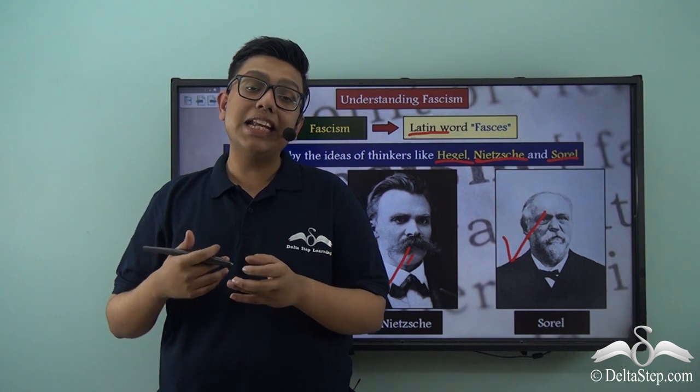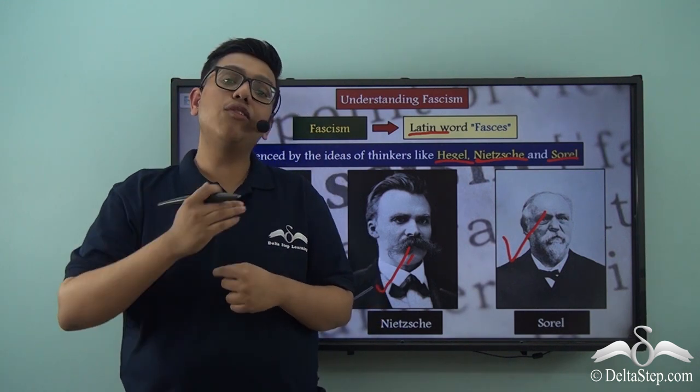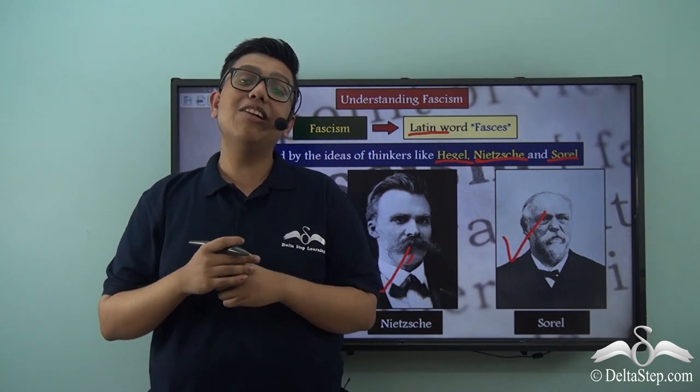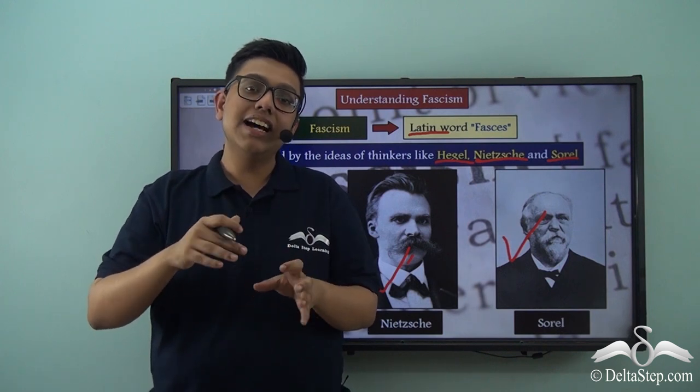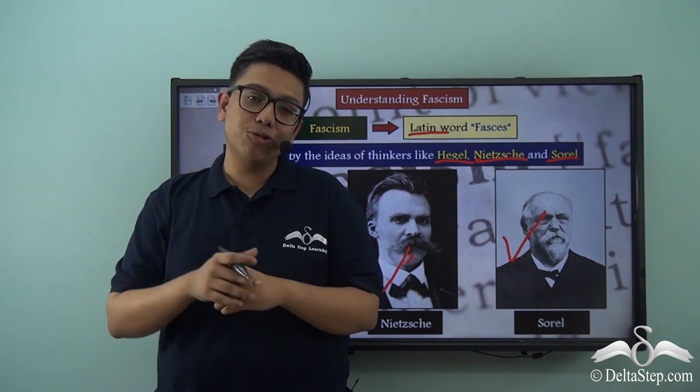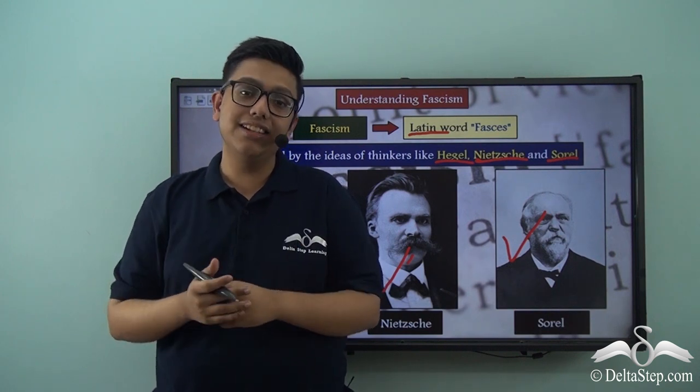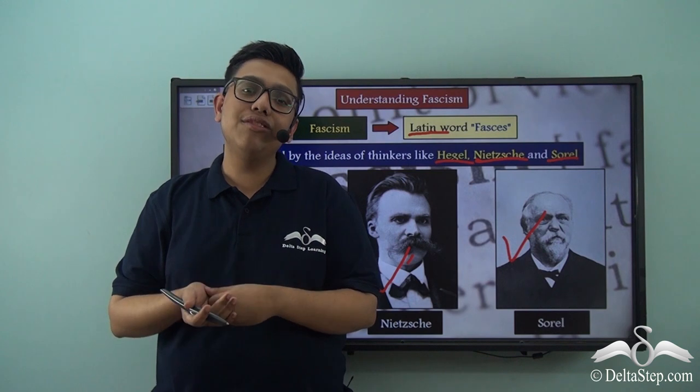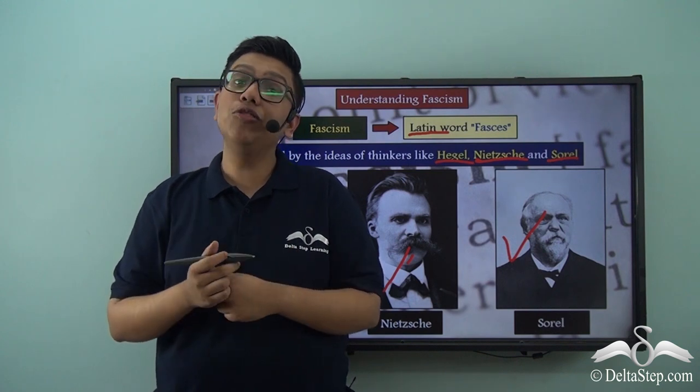Now, the fascists took many of their ideologies from the works of these political thinkers, but they also happened to have interpreted it according to their own demands. And therefore, they only took those portions which best fit their ideals. So, you can say that in many ways, the fascists made their own truth.